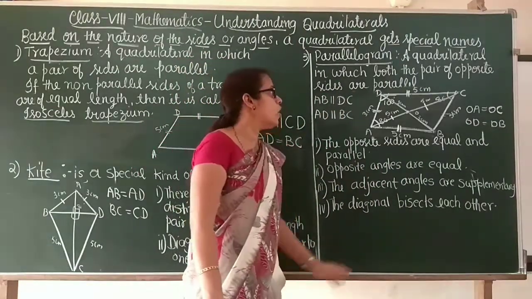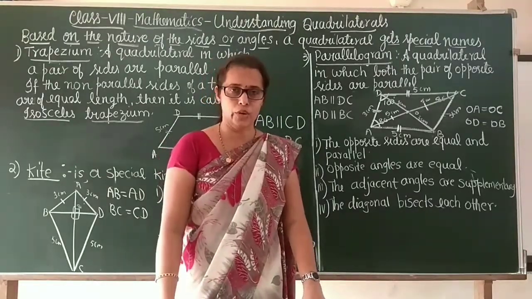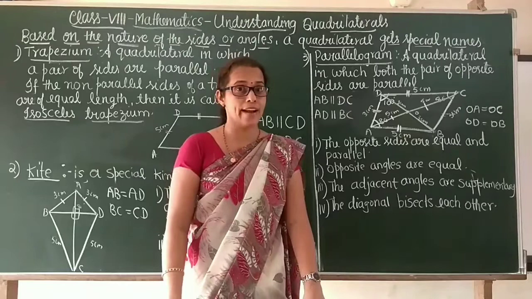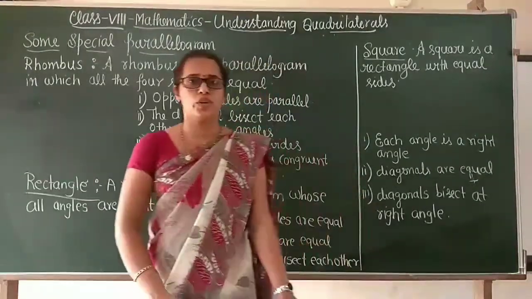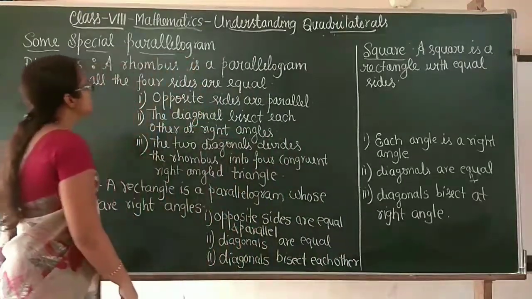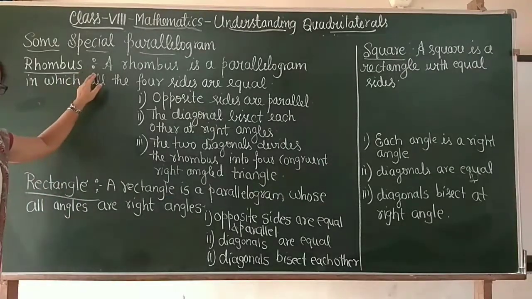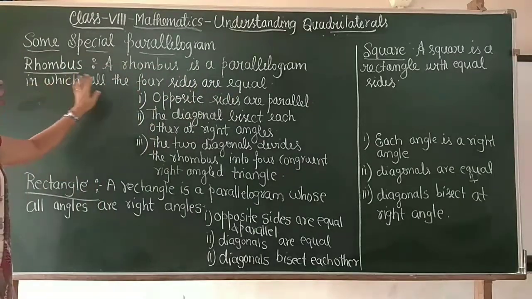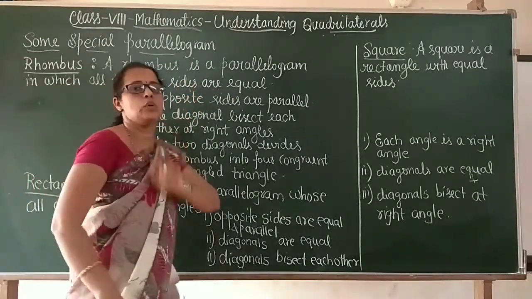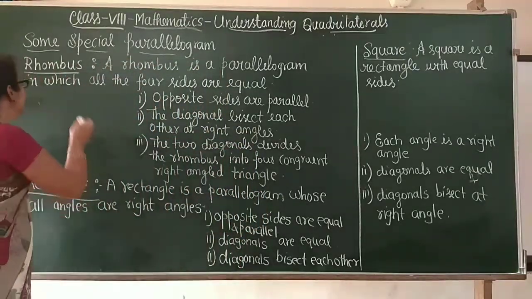So after learning all these three things, let us move to special kinds of parallelogram. Let us see some special parallelograms, students. First, the rhombus. What do you mean by a rhombus? A rhombus is a parallelogram in which all four sides are equal. If I draw the rhombus, how does it look? Let us see, children.